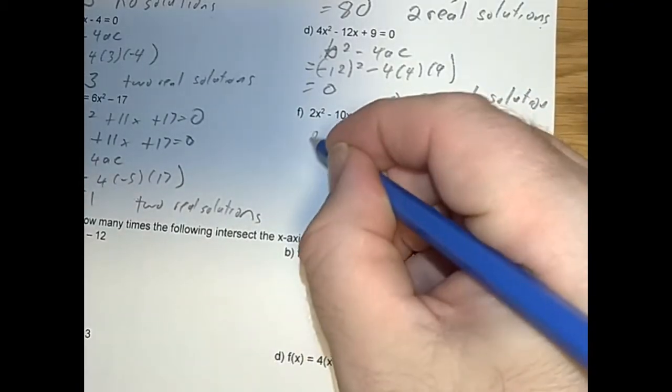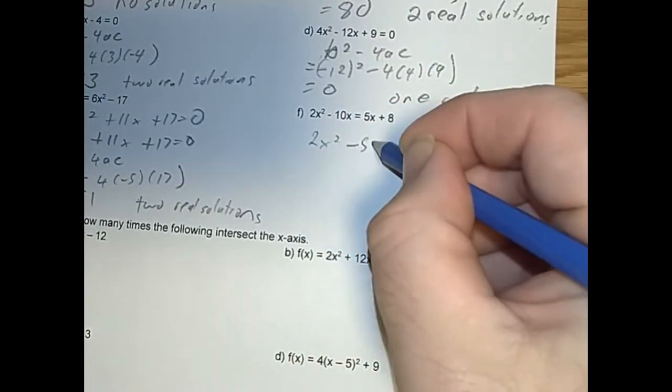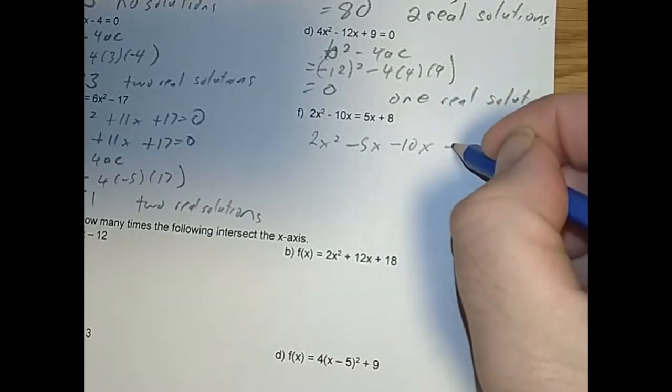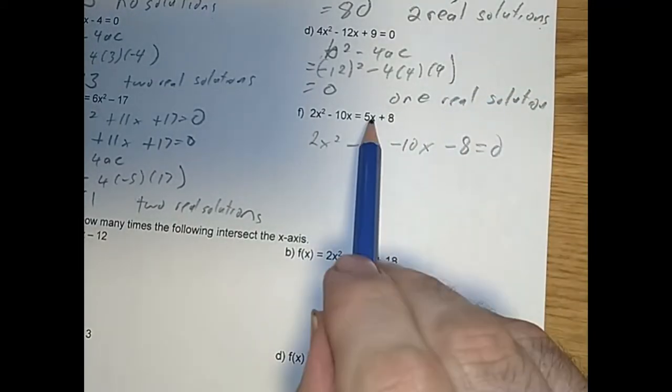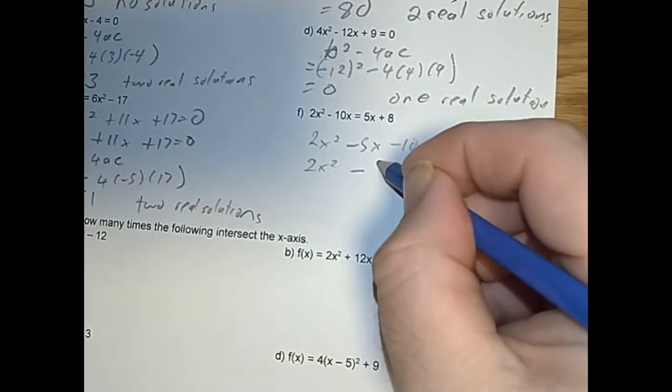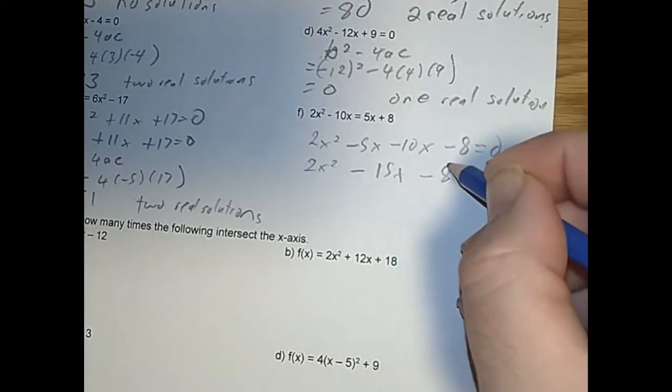And then the last one here, again, we have to make it equal to 0. So you get 2x squared minus 5x, because I brought the 5x. Oh, there's still minus 10x. Minus 8 equals 0. So we brought the minus 5 over. So then you get 2x squared minus 15x minus 8 equals 0.